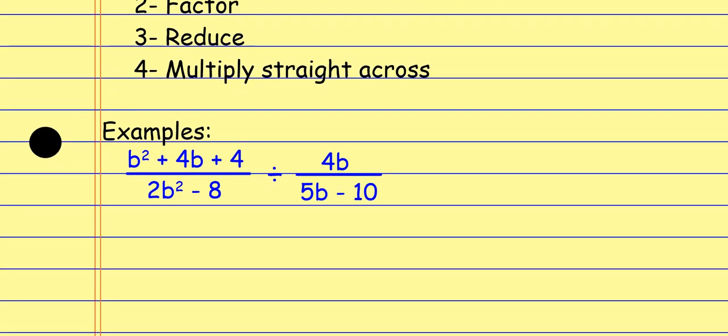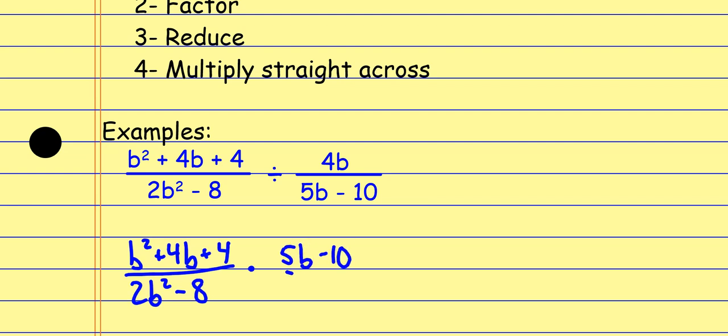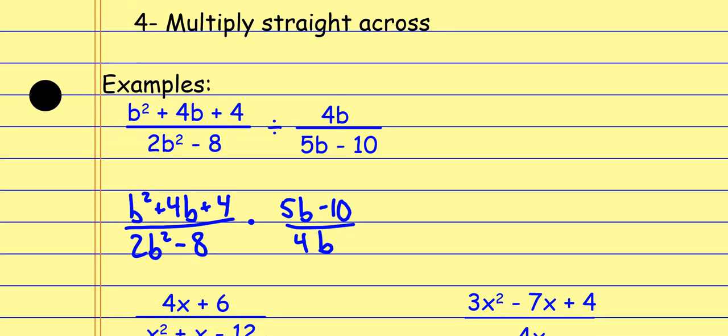So this is exactly what we just did with one extra step at the beginning. Here I've got b squared plus 4b plus 4 over 2b squared minus 8. I'm going to change division to multiplying by the reciprocal. So I flip that second fraction, and now I'm doing the same thing that I just did on the previous page, okay? So I start factoring this thing.